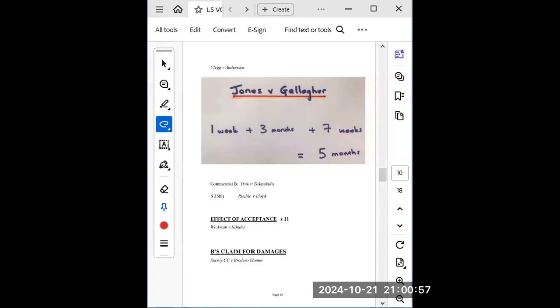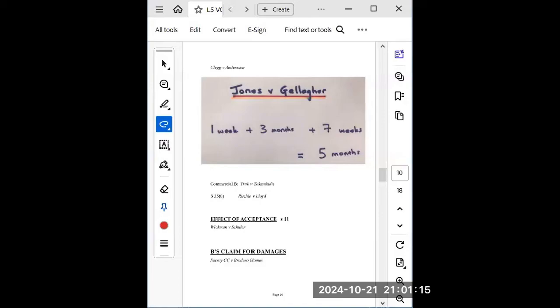Now, you did some remedies in contract law, I know, because I had a look at your manual. Remember, the purpose of damages is not to punish. It is merely to compensate. Case authority, Surrey County Council against Bredero Homes.